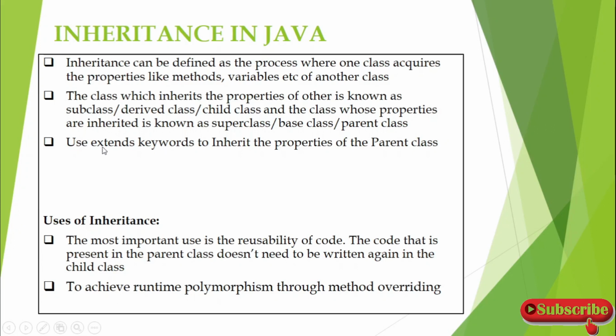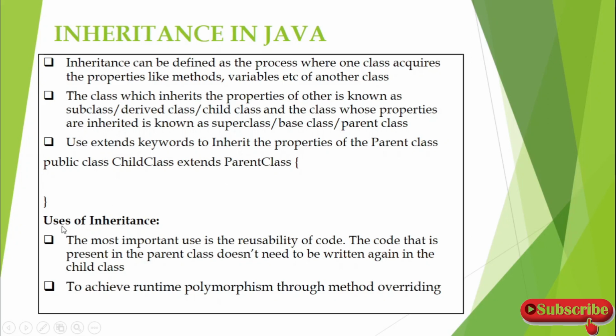And how you inherit, as I said, is using the extends keyword to inherit the properties of the parent class. It will be similar to: public class, then your child class name, extends, which is the Java keyword you have to use for inheritance, and then you give the parent class name. Inside this you can create an object for your child class, and you will be able to access all the members which are available in your parent class.